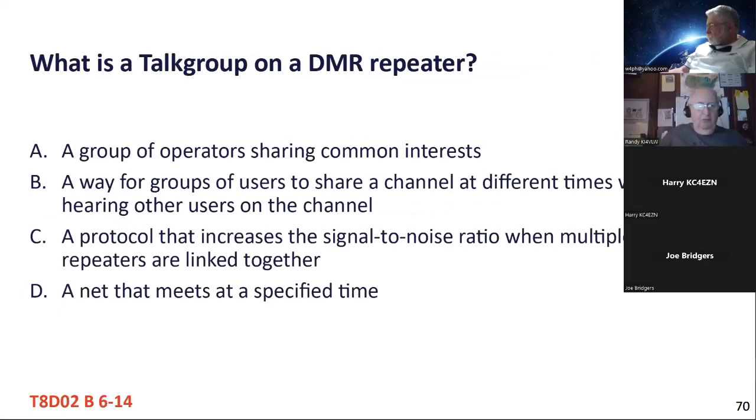What is a talk group on a DMR repeater? Okay, that is B, a way for groups of users to share a channel at different times without hearing other users on the channel. And DMR is very, very interesting. It is used quite a bit in our area. They do have DMR nets, and we do have several repeaters in our area that do DMR.